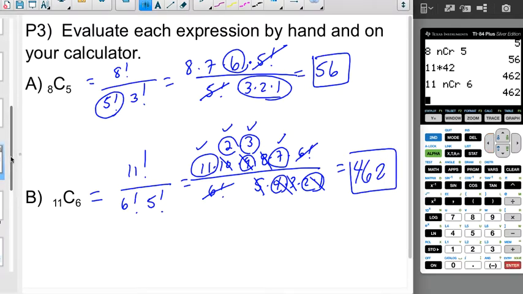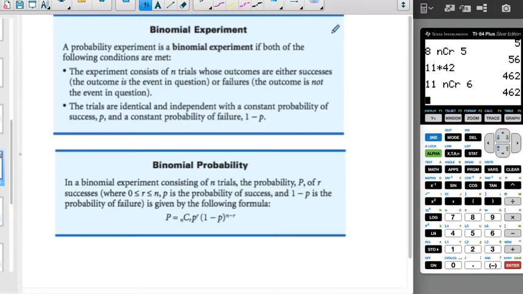All right, so after all that, it's finally time to talk about the stuff that this section covers. So a binomial experiment is essentially an experiment where there's 2 conditions that you have to meet. Number 1, the experiment consists of n number of trials, right? You have to have a certain number of trials, and each trial is either categorized as a success or a failure. There's no halfway. Either it worked or it didn't, right? There's no gray area, right? This is 100% success or failure, and the trials are identical and independent with a constant probability of success p.